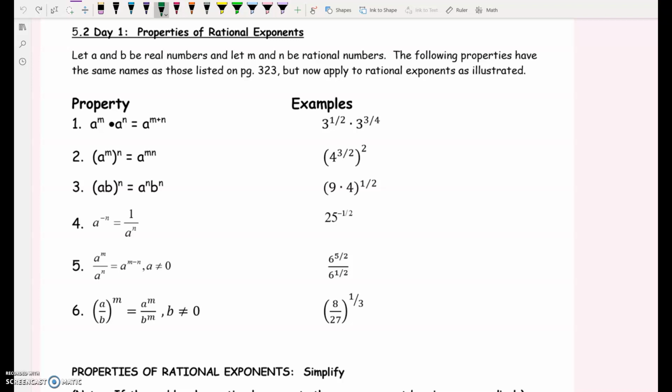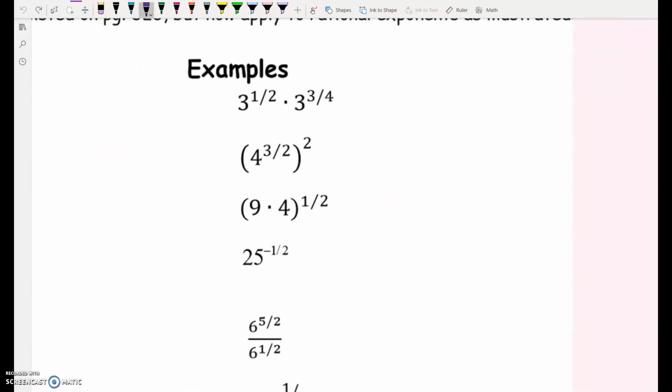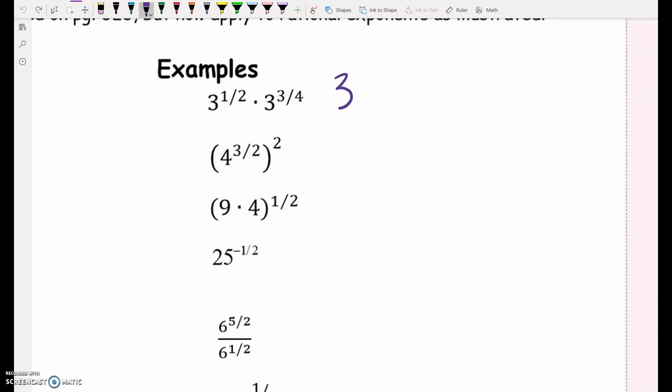If we've got 3 to the 1/2 times 3 to the 3/4, multiplication, we would add the exponents. So we would do 1/2 plus 3/4. Now, if you're actually going to do this fully on paper, you would have to get common denominators. Do you remember adding fractions? You have to have common denominators. So 1/2 is really the same as 2/4. 2/4 plus 3/4 is 5/4. So really this is 3 to the 5/4.